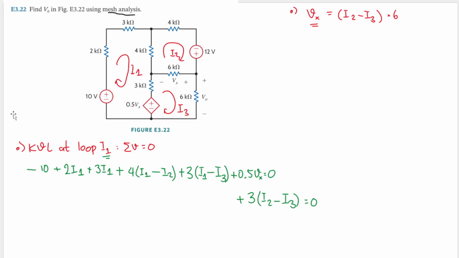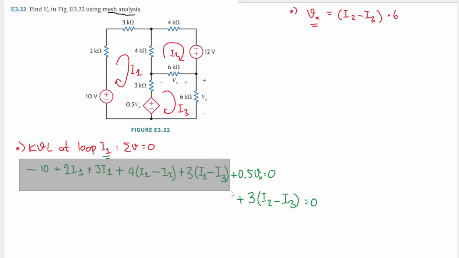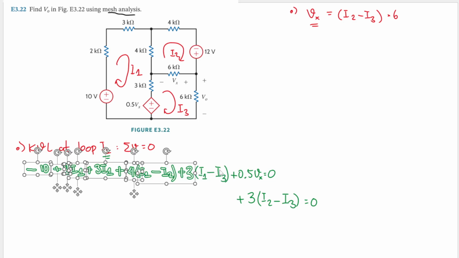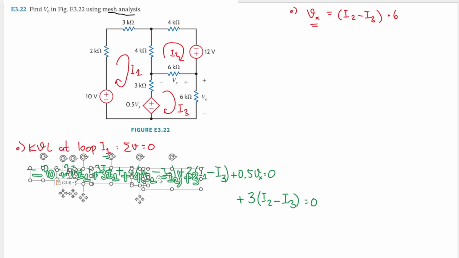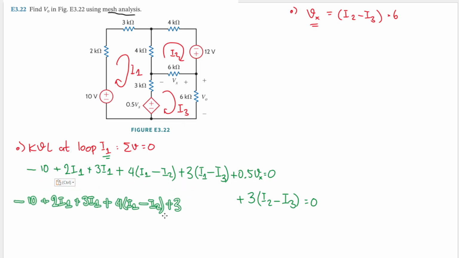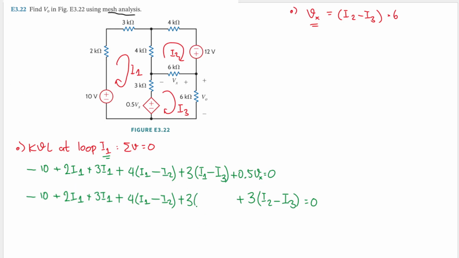Let's copy all of the previous terms, and we also have this term here, I1 minus I3. Now I1 comes from these terms: 2 plus 3 is 5, 5 plus 4 is 9, 9 plus 3 is 12. So I will have 12 I1.